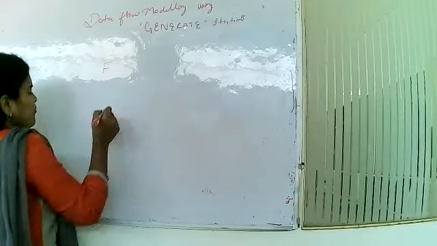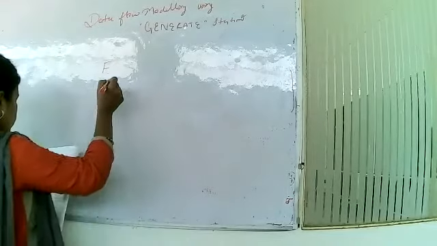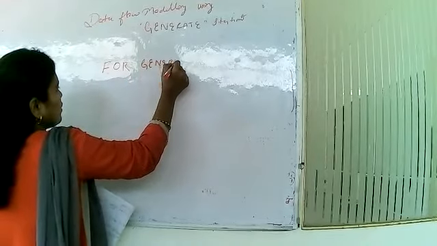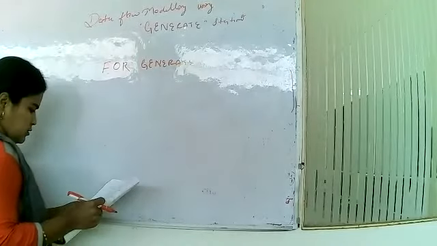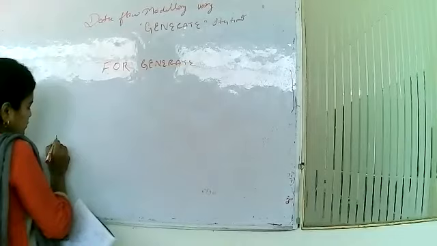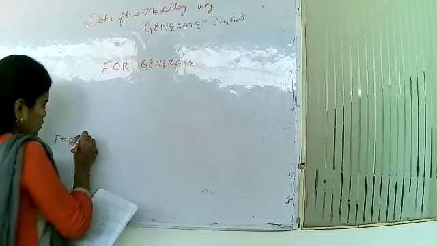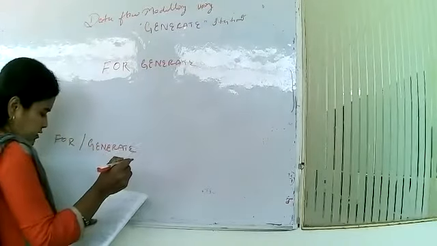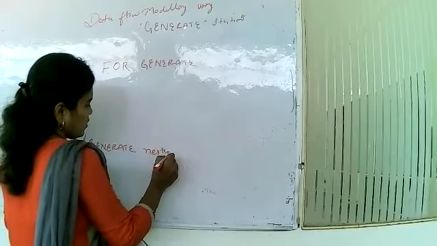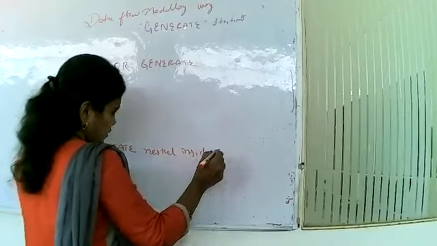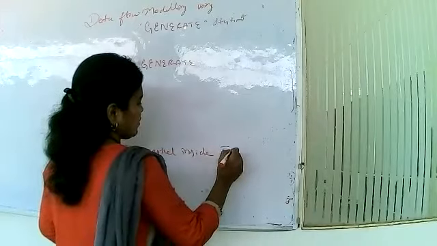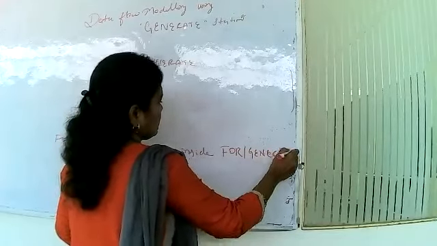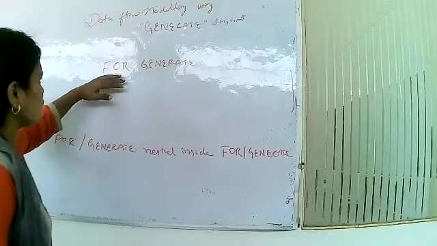Somewhere it is like sequential. We are having two formats for generate. The first is for generate. The next is if generate nested inside for generate. For generate, first we will go for what?